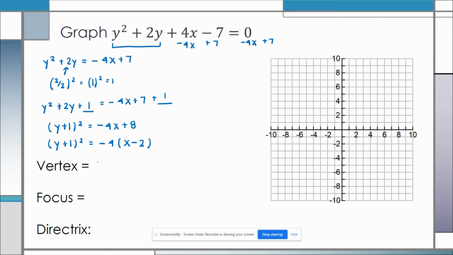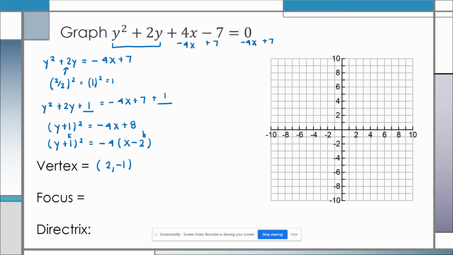So to identify the vertex, remember it's always h followed by k. H is always connected to x. So since x is on the right, I'm going to change the sign so it becomes positive 2. And then my k value, I switch the sign. So my vertex is at 2, negative 1.